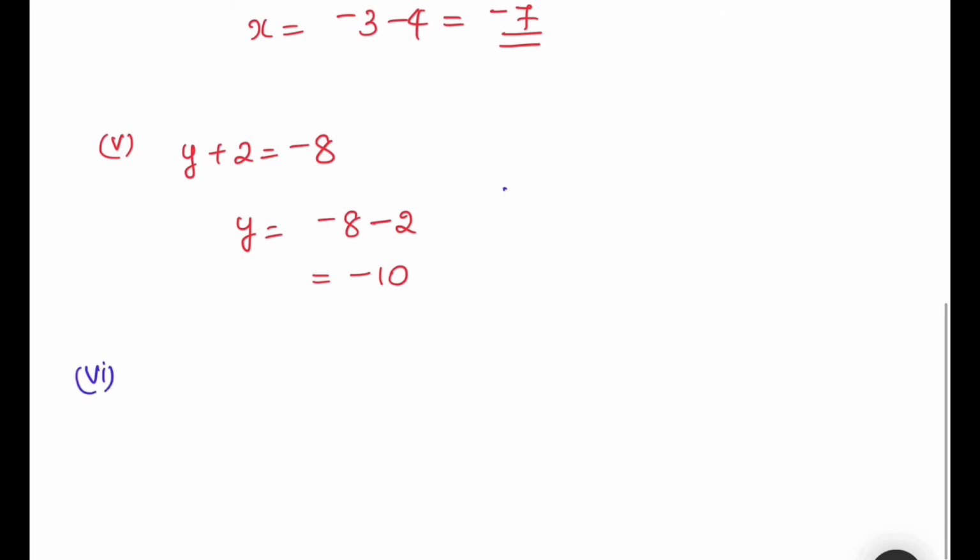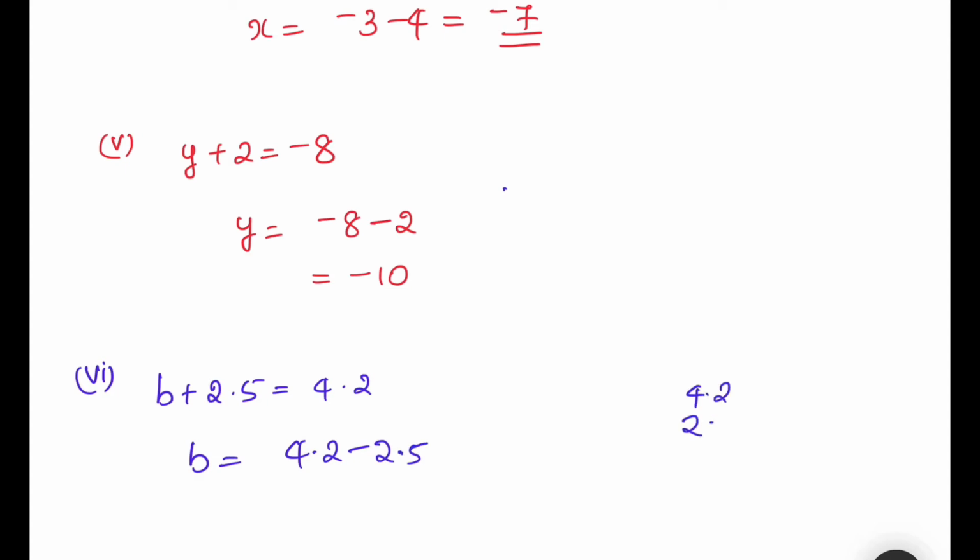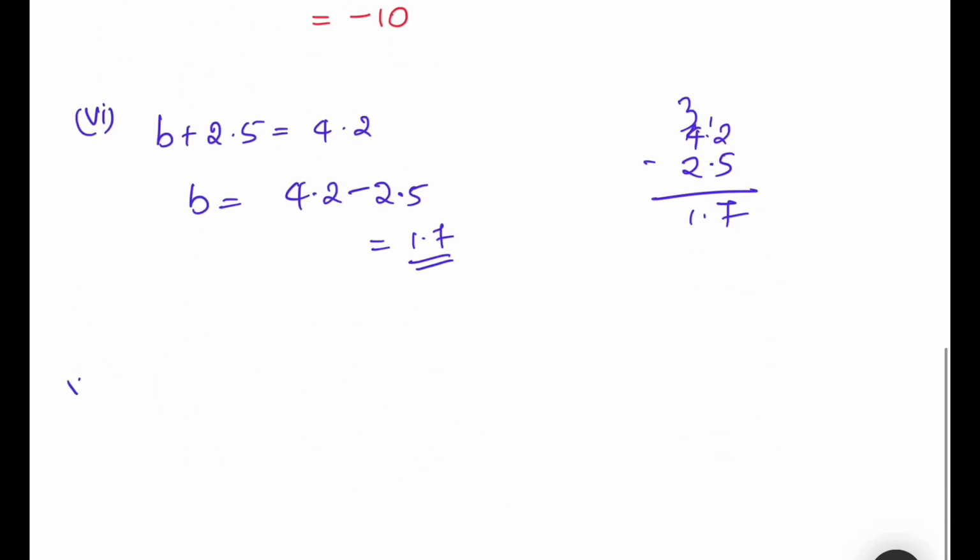Sixth one. b plus 2.5 equal to 4.2. So what you get? b is equal to 4.2 minus 2.5. What is 4.2 minus 2.5? So it is 1.7 will be your answer.